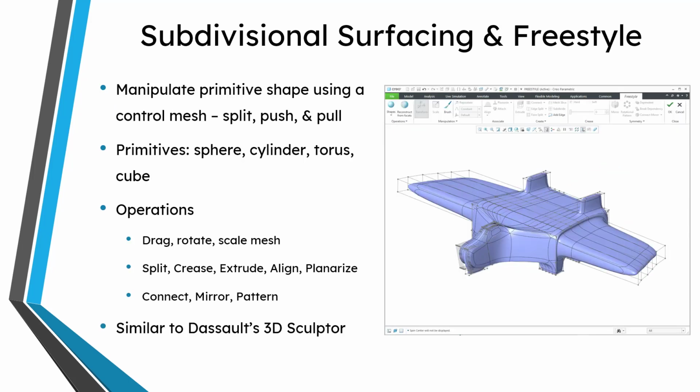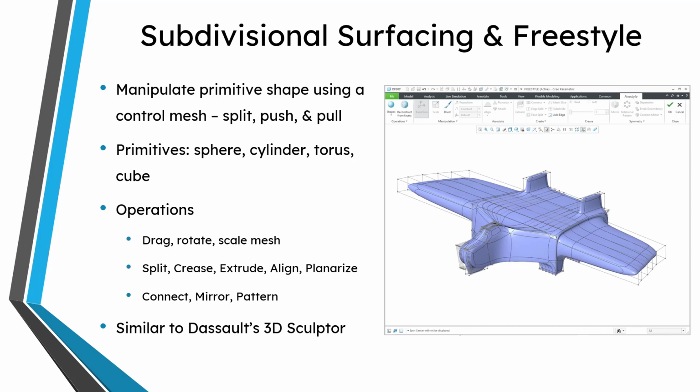The third paradigm for surfacing in Creo Parametric is subdivisional surfacing, and this is through the freestyle feature. This is very similar to 3D Sculptor, which was recently released by Dassault. With freestyle surfacing, what you're doing is you're starting off with a primitive, and those primitives are usually spheres, cylinders, tori, or cubes. And then you're doing different operations to that primitive. It's going to have a control mesh around it, and you can grab that control mesh and you can drag it, you can rotate it, and you can scale it.